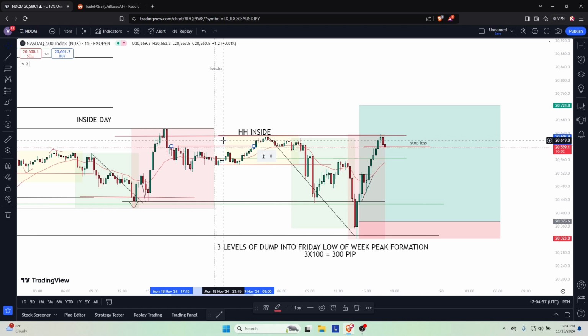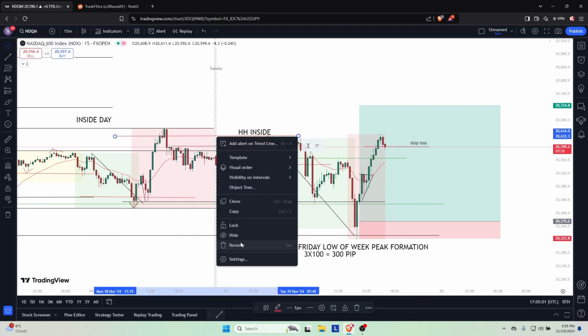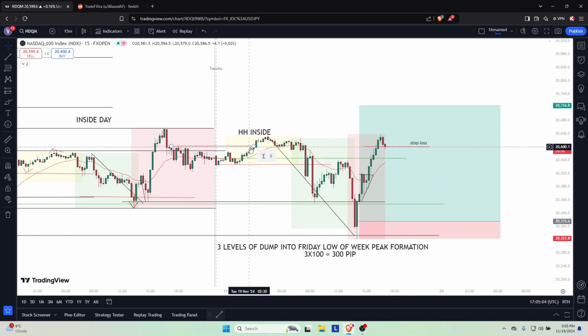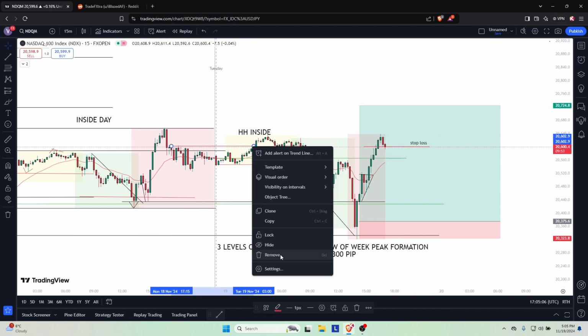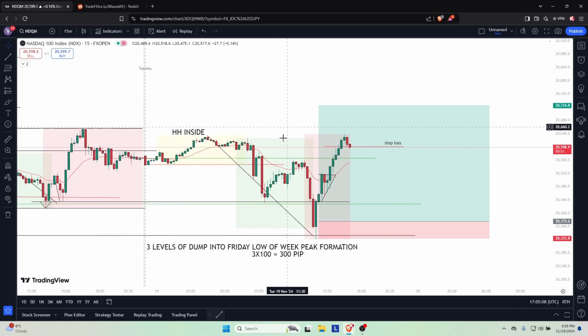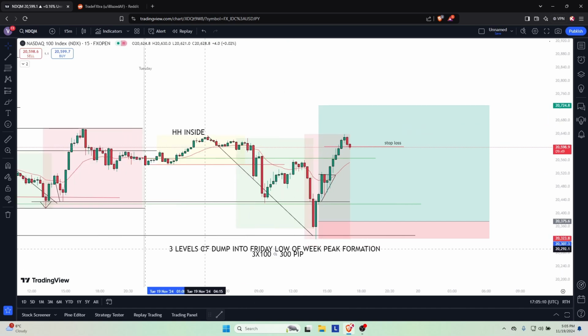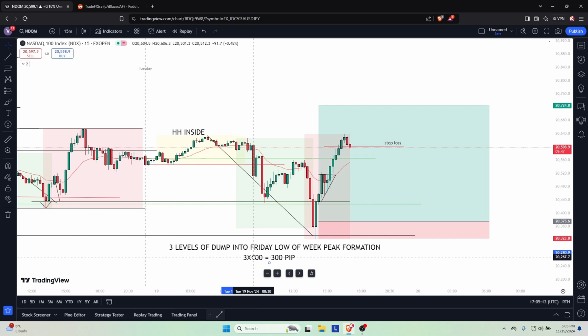So as you can see, the Asian session gave us a higher high, and that's what doesn't confirm the trade, but that's what I want to see. And then it's the 3 levels of fall. It has to be a measured move.